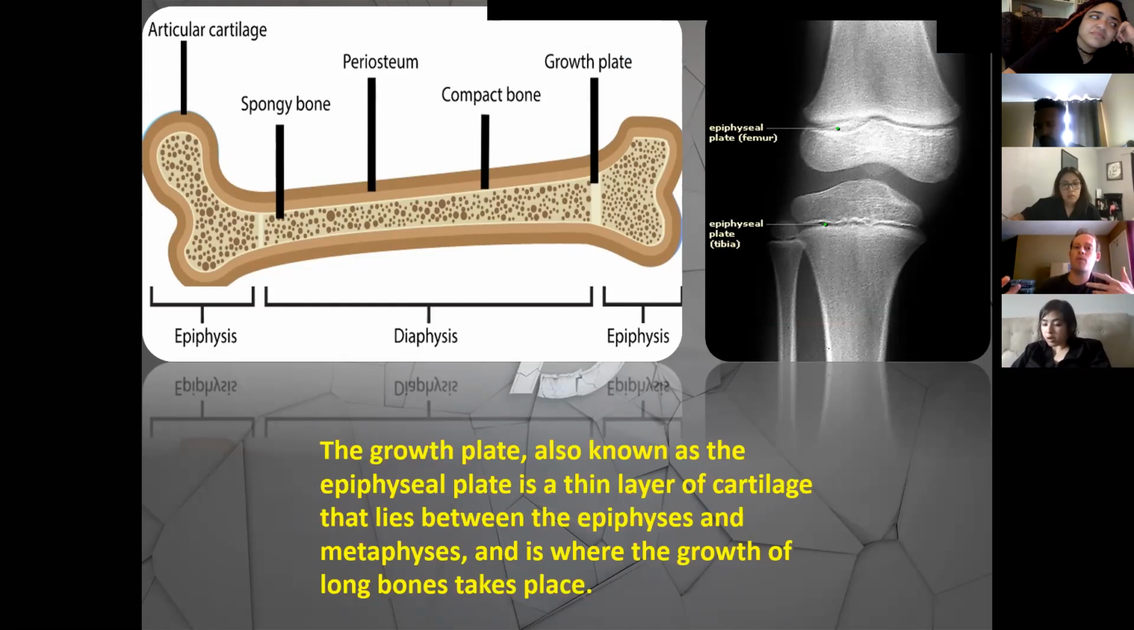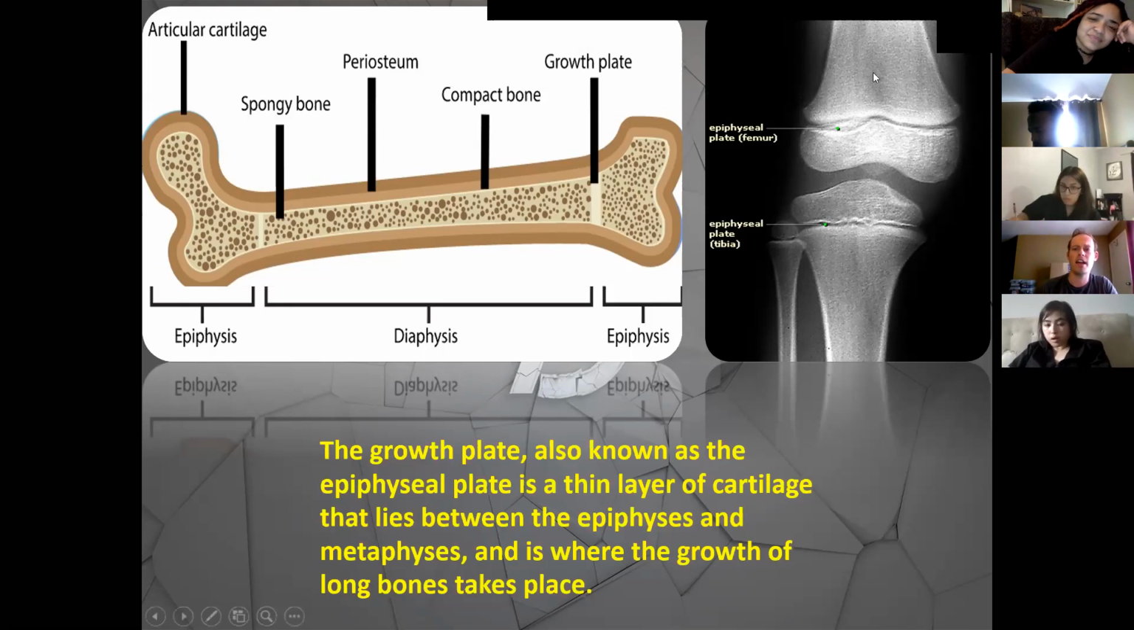So they do have interchangeable words, epiphyseal plate or growth plate. Both are considered correct terminology. You can use both interchangeably. Make sure you know both terms. What is it exactly? That's that thin layer of cartilage that lies between the epiphysis and metaphysis. And it's where that growth of those long bones will actually take place, where those bones will fuse together to form that entire long bone as they become an adult.